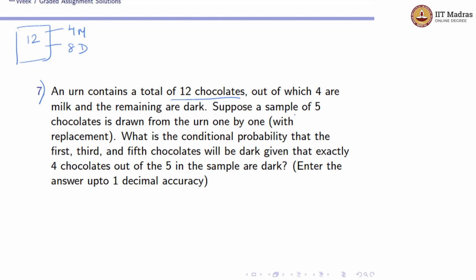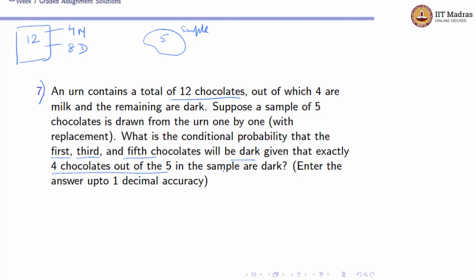Suppose a sample of 5 chocolates is drawn from the urn one by one. So we have taken a sample of 5. We have drawn 5 chocolates one by one from this urn. Now we have to find the conditional probability that the first, third and fifth chocolates will be dark, given that exactly 4 chocolates out of the 5 in the sample are dark.